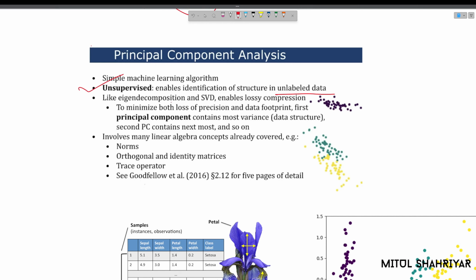Like eigendecomposition and SVD, we learned eigendecomposition at the start. We have again learned SVD, which basically enables lossy compression to minimize both loss of precision and data footprint. The first principal component contains the most variance of the data structure, and the second PC contains the next most, and so on. This point is interesting. We'll see within a moment. PCA involves norms, orthogonality, identity matrix, trace operator, and others. So let's verify from the example.